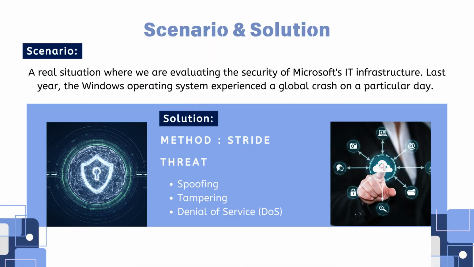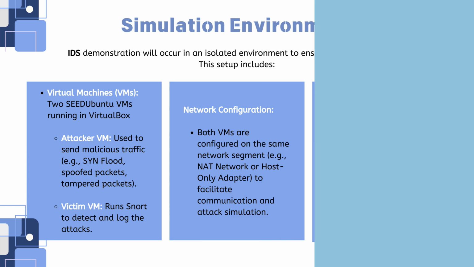A real world example of its importance was seen during last year's global Windows OS crash caused by the Microsoft CrowdStrike incident, highlighting the need for proactive security measures. By leveraging IDS and the STRIDE model, we can enhance threat detection, strengthen cybersecurity frameworks, and prevent future attacks.